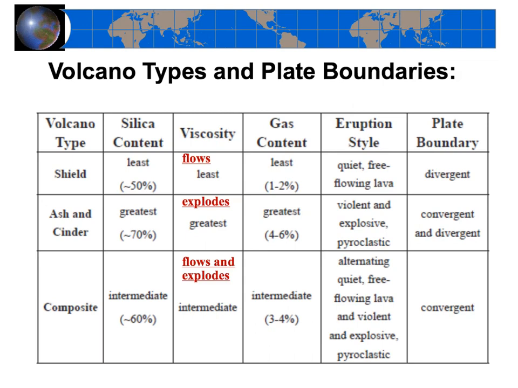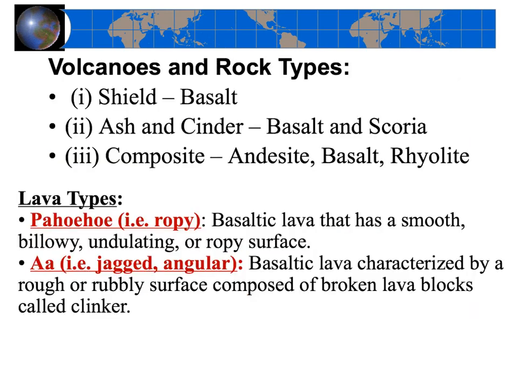Ash and cinder got the highest silica. It explodes. It's really thick. Lots of gas. Very, very violent and explosive, pyroclastics only. Typically mostly found at convergent plate boundaries. Composite volcanoes are in between the two in terms of silica. The viscosity is also in between, and it flows and explodes because it alternates back and forth. So you get a quiet, free-flowing lava flow followed by a violent, explosive pyroclastic explosion, and that's a convergent plate.